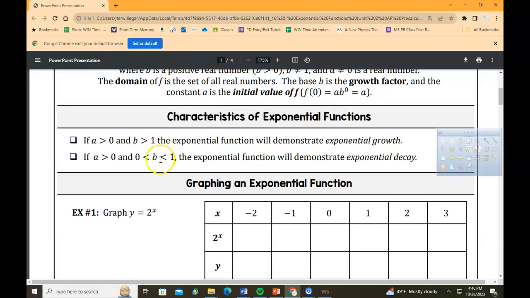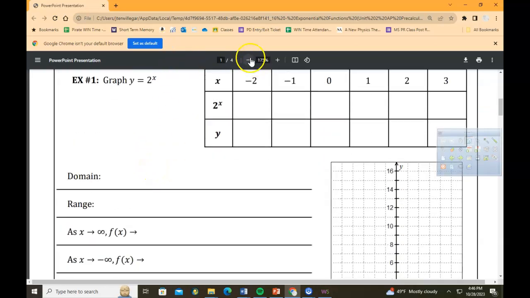Alright? So let's take a look at what this actually will do. I'm going to have to zoom out a little bit.